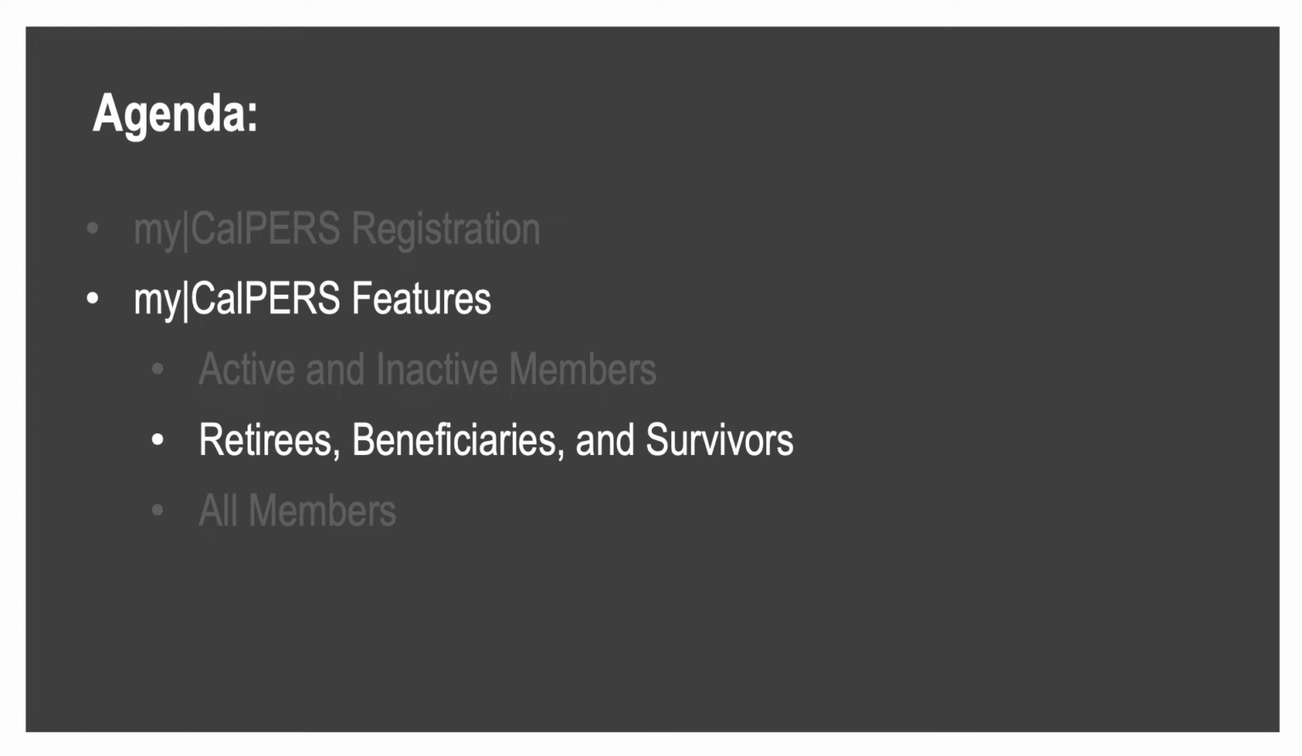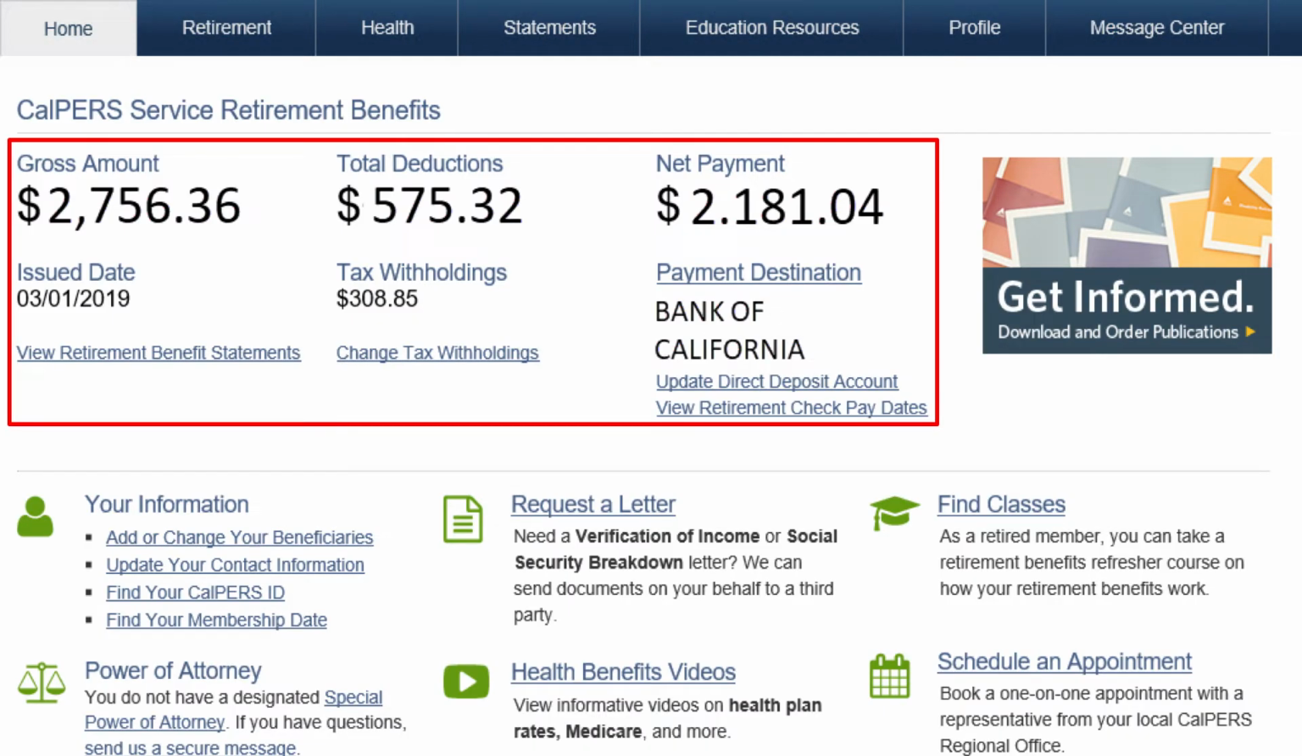So let's take a look at what retirees, beneficiaries, and survivors may see in their CalPERS accounts. The home page for those receiving a monthly check from CalPERS will look similar to this. The top section shows the gross, total deductions, and net amounts of your monthly check. If you have direct deposit, you'll also see the bank your funds are being deposited into.